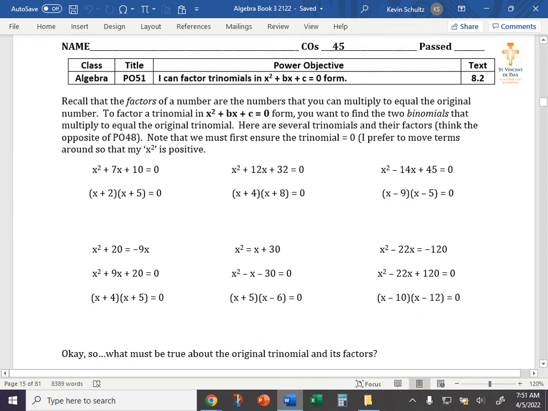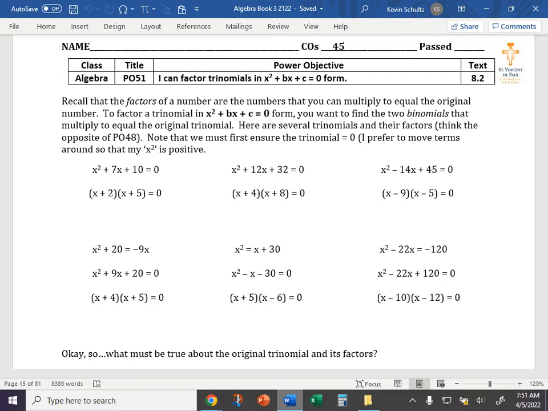Good day, Algebra. We are covering PO51, which now that we've gone through all the operations we've talked about, adding, subtracting, polynomials, multiplying them, dividing them, we're going to look at something called factoring. And you've dealt with factors before, right?